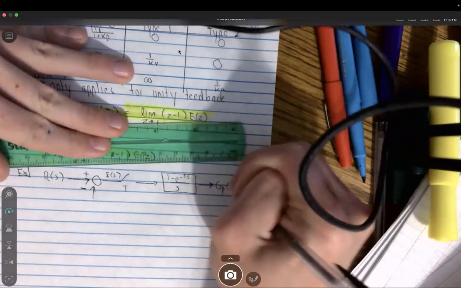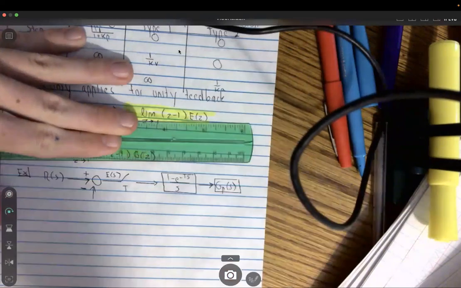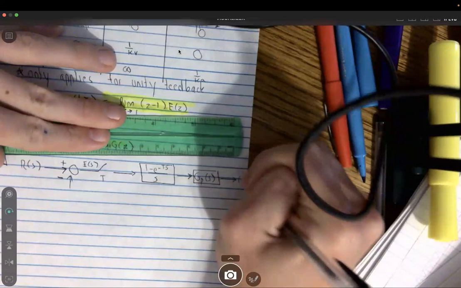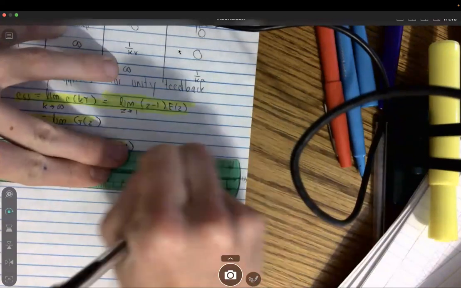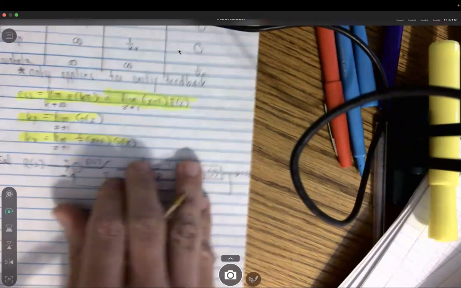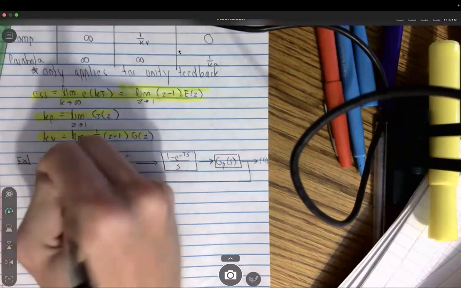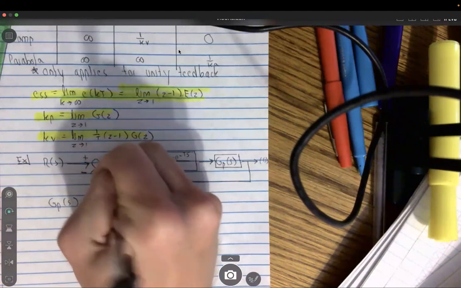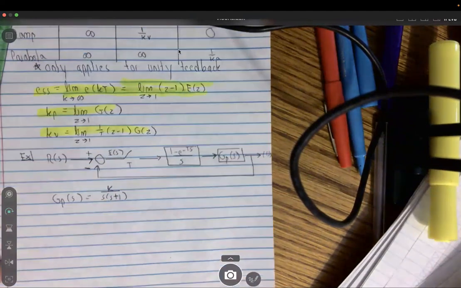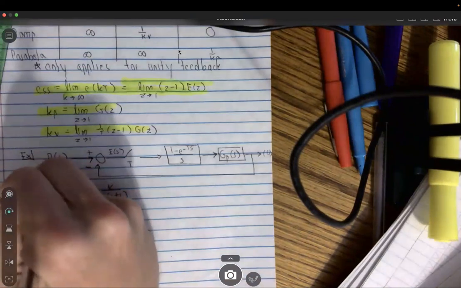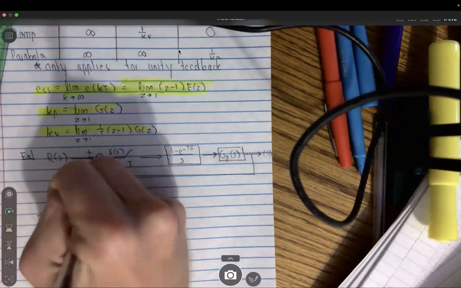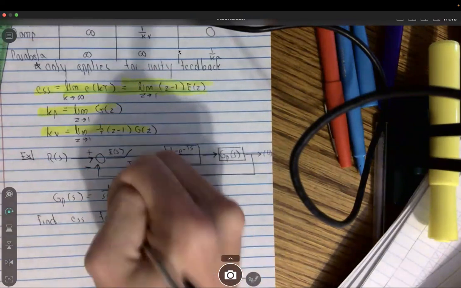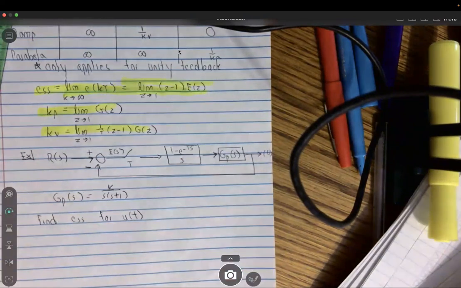The plant transfer function Gp of s, what we're going to notice is that they're going to define it for us. And then we have our output C of S. And so this right here is a unity feedback system. Our Gp of S is defined for this system as K all over S times S plus 1. And what we need to do is find the steady state error for a unit step. So find the steady state error if our input is a unit step, like U of T. How are we going to do that?